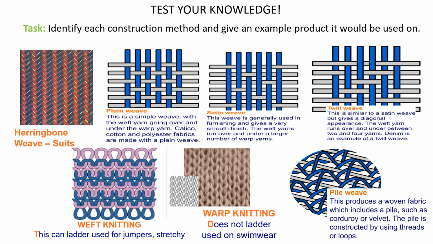The last one is a pile weave. This produces a woven fabric which includes a pile so that it gives it more depth. A suitable product would be toweling.